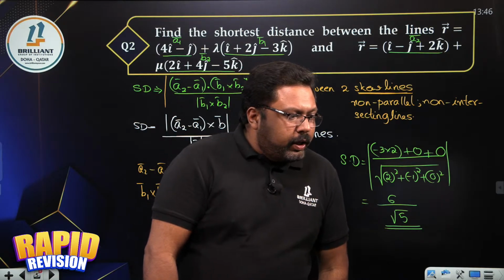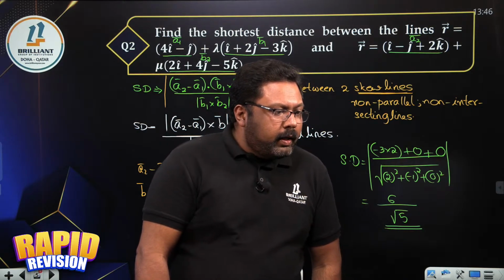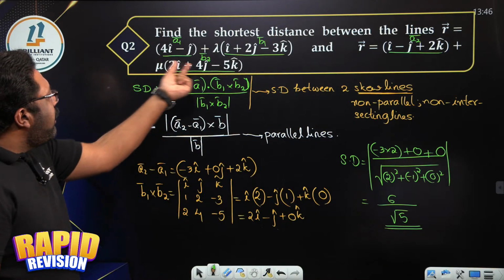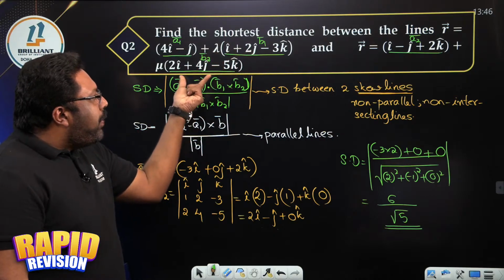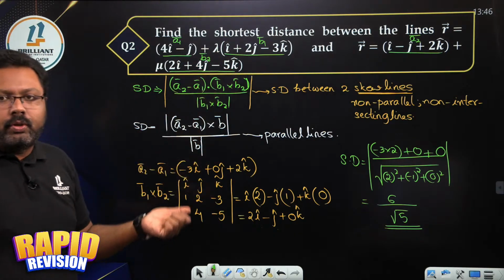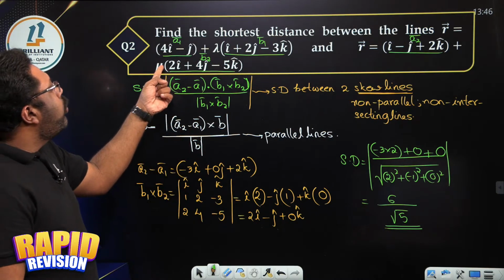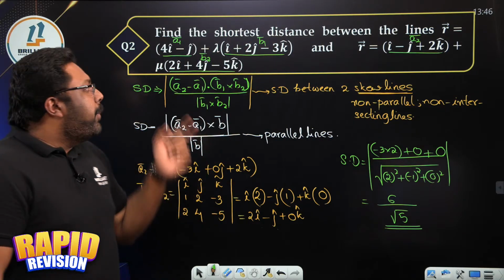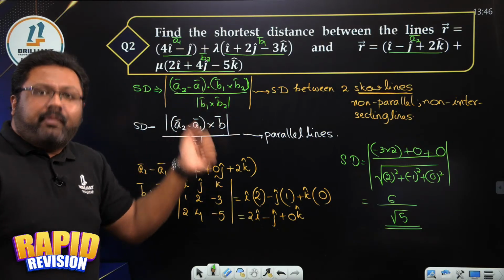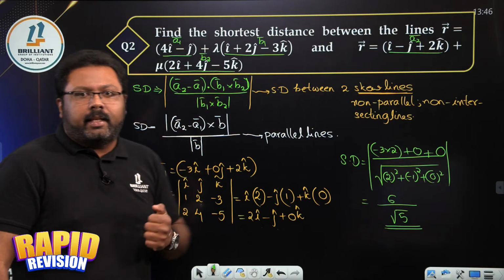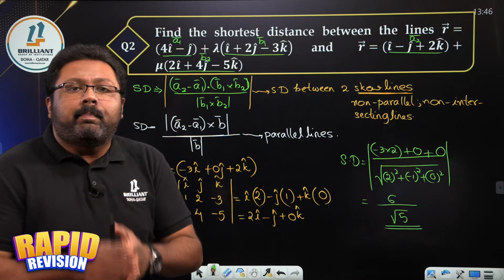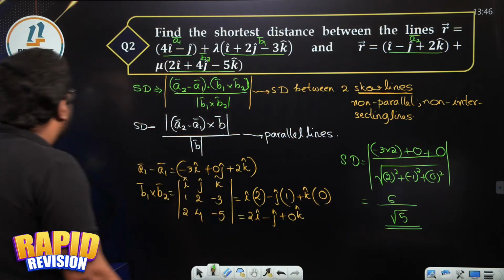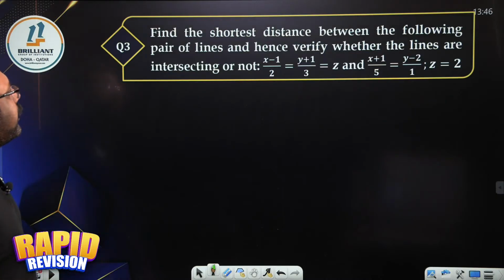So the parallel line condition should be that the value for the B vector is simplified. Yes, the B vector should be compared in the simplest ratio. Sometimes I said 2, 4, minus 6 is not the same as 1, 2, minus 3. But 2, 4, minus 6 when simplified will be 1, 2, minus 3. So you should compare it in the simplified form. Okay, fine. Moving onwards. Question number 3.